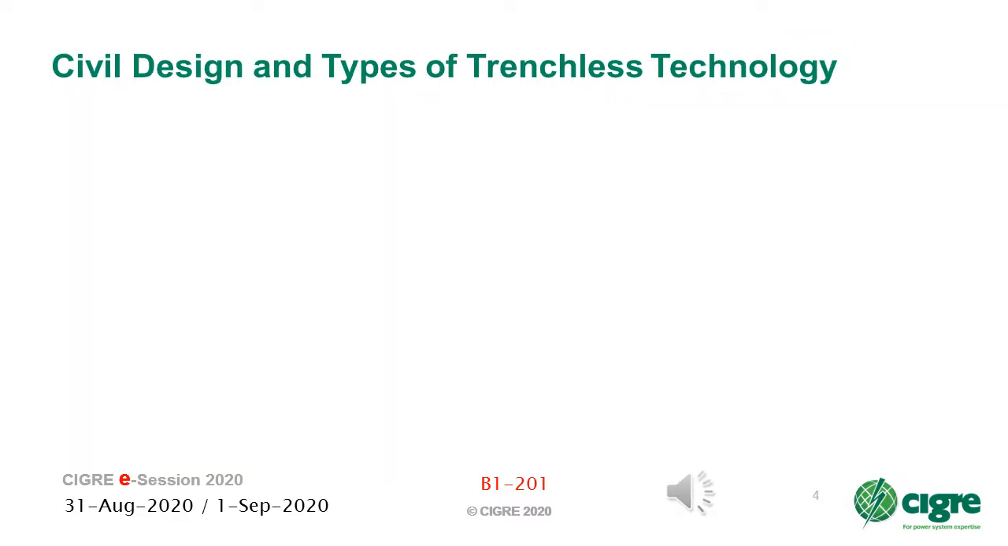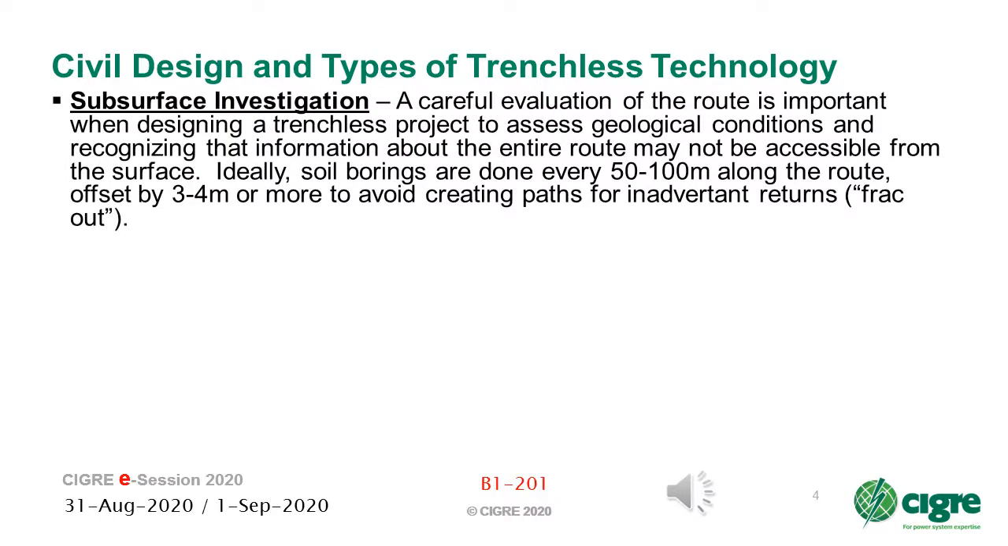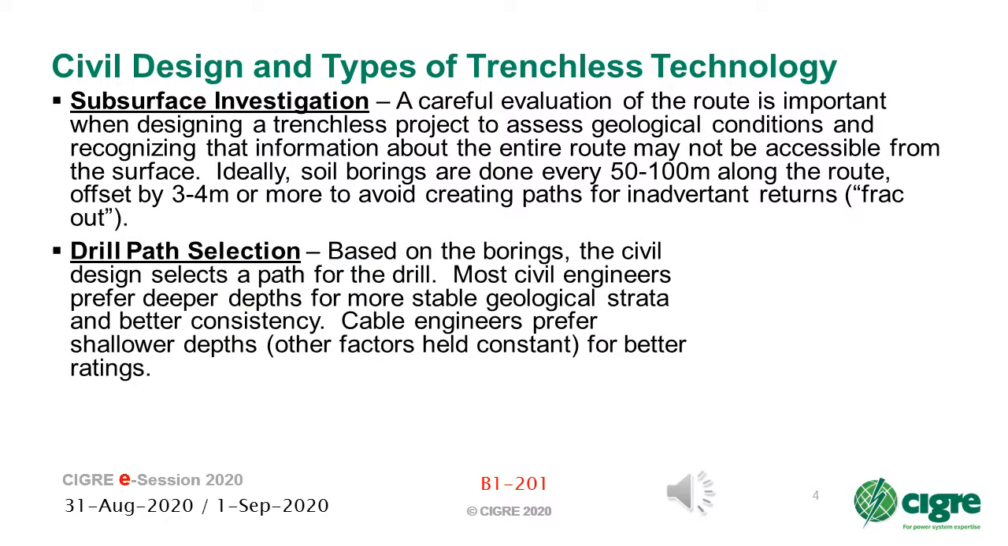The civil design for trenchless methods involves a careful evaluation of the route, considering the geological conditions and soil types along the proposed drill path. Ideally, soil borings are collected every 50 to 100 meters along the route, usually offset by 3 or 4 meters to avoid creating paths for inadvertent returns, and that information is then assessed to design the drill path. The drill path is then selected by the civil engineer.